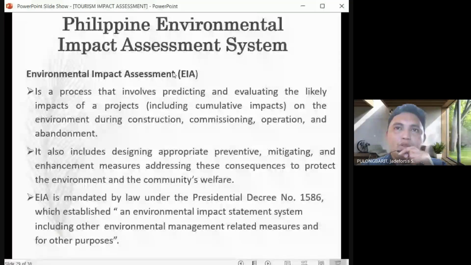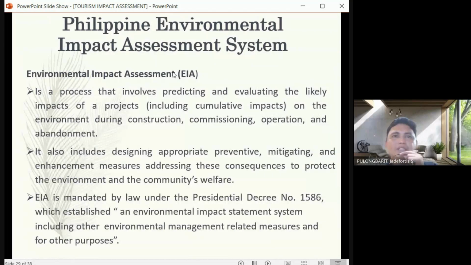and abandonment. So it assesses the impacts of different projects or constructions that will affect nature or the environment. It also includes designing appropriate preventing, mitigating, and enhancement measures to address the consequences and protect the environment and community welfare. Especially, it is designed to help in the protection of the protected areas of a particular destination. EIA is mandated by law under Presidential Decree number 1586, which established an environmental impact statement system, including other environmental management related measures and other purposes. That is under EIA, which is actually used by the DENR, Department of Environment and Natural Resources.